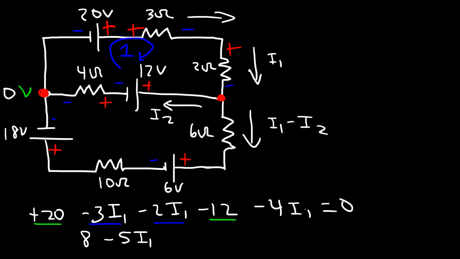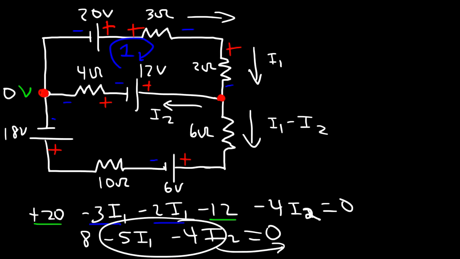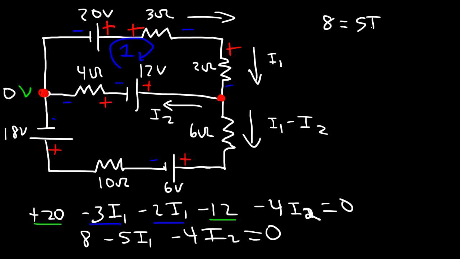This is supposed to be I2. I don't know why I have I1 here, because it was I2 times 4. So then this is going to be minus 4I2. Now let's take these terms and move it to this side. So now we have this equation: 8 is equal to 5I1 plus 4I2.